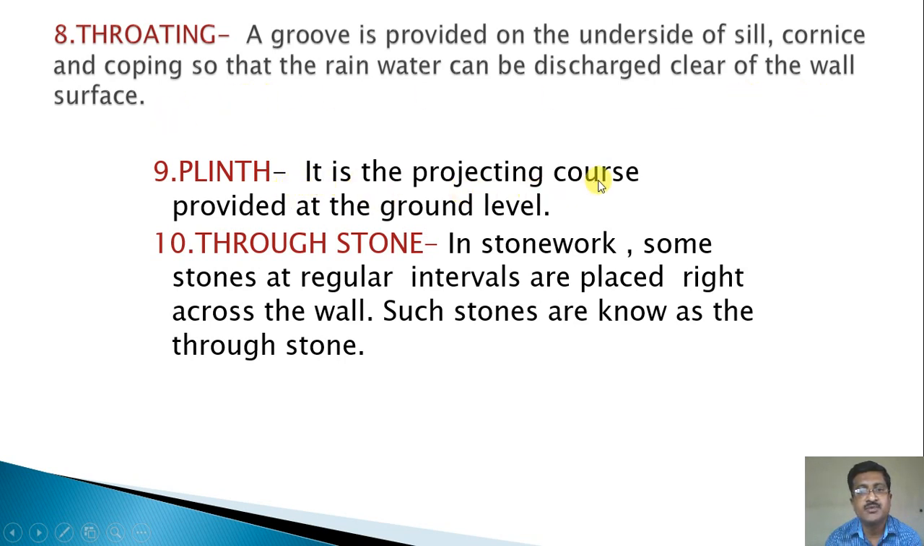Plinth: it is a projecting course provided at the ground level. Through stone: in stone work, some stones are placed at regular intervals right across the wall. Such stones are known as through stones.